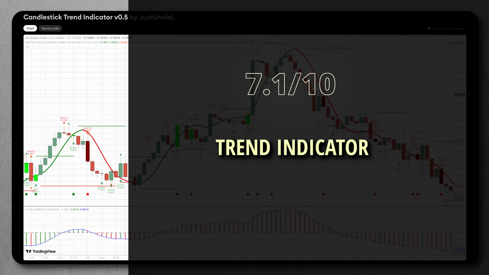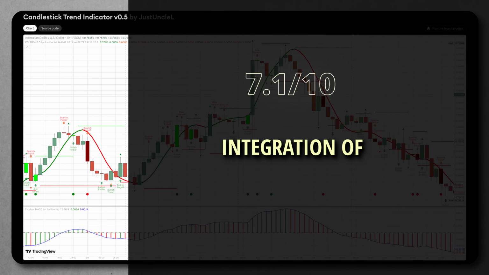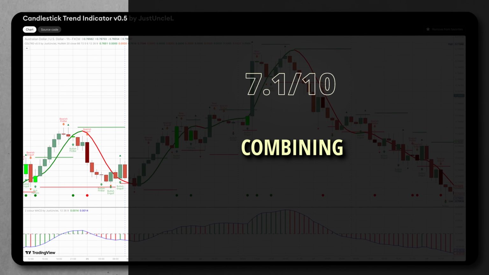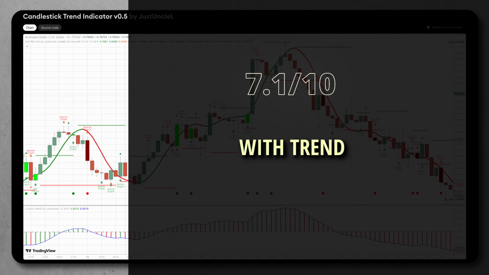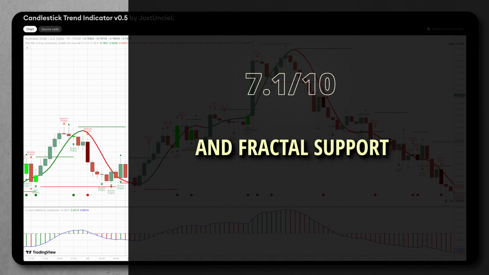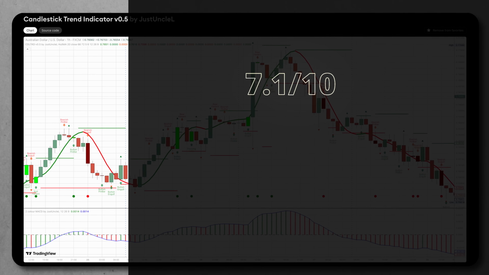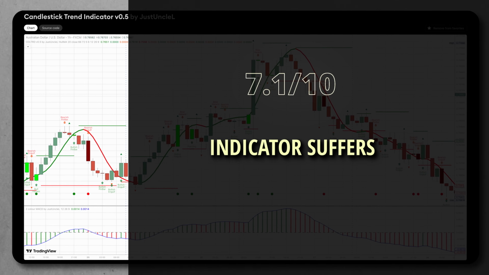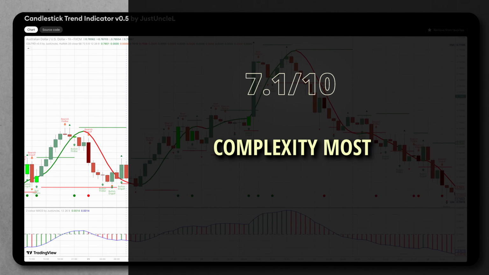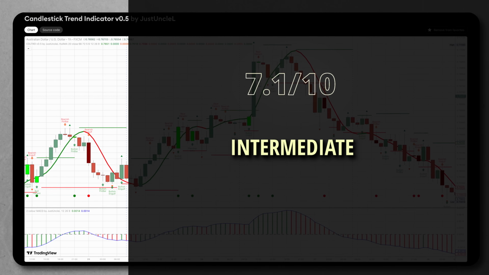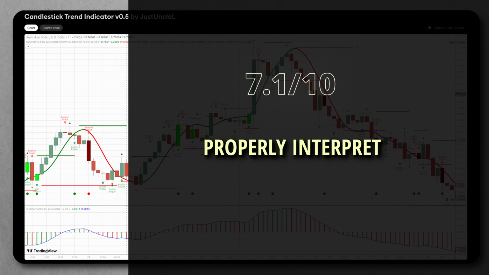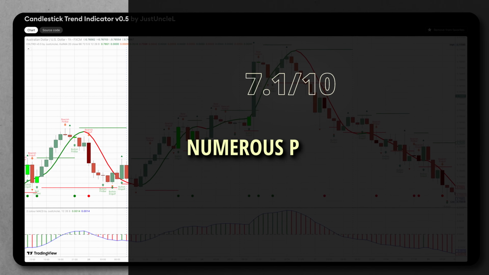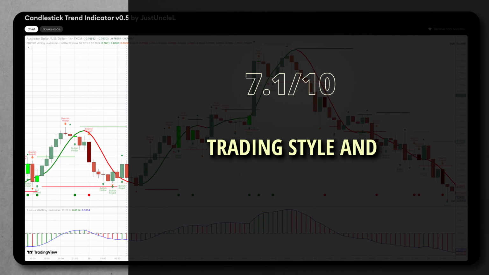The Candlestick Trend Indicator demonstrates thoughtful integration of complementary technical analysis techniques. Its strength lies in combining traditional candlestick pattern recognition with trend confirmation tools and fractal support resistance levels. While the comprehensive approach provides robust signal validation, the indicator suffers from visual clutter and configuration complexity, most suitable for intermediate to advanced traders who can properly interpret the multiple overlapping signals and have the patience to optimize the numerous parameters for their specific trading style and time frame.